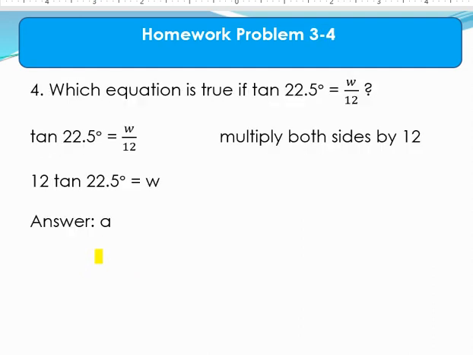In numbers 3 and 4, they're just asking you which equation is true if tan 22.5 degrees equals W divided by 12. Well, if I restate that, tan 22.5 equals W divided by 12, all I have to do is find what W equals to line it up with the answers you're given. Multiply both sides by 12, and we have 12 tan 22.5 equals W, and that is answer A in your text. So do the same thing with number 3.